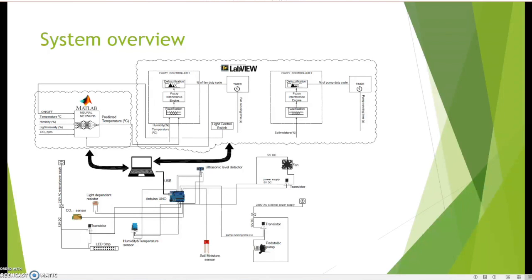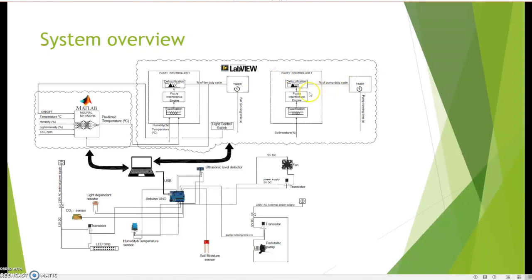The control output from the fuzzy controller is a percentage of a fan duty cycle, which goes into a timer that calculates the appropriate working time for the fan.